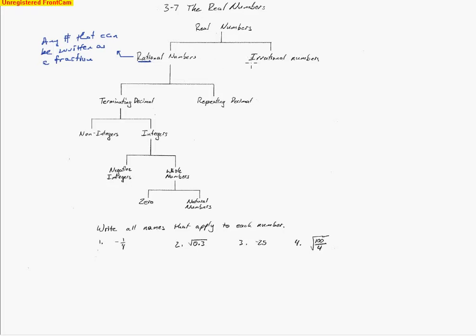Well, we also have these numbers called irrational numbers, and the prefix IR means not, so not rational. So these are numbers that we cannot write as a fraction. Some examples would be the square root of 2, or any square root that's not perfect. Another example would be pi. Pi is a ratio of the circumference and the diameter of a circle. However, it is an irrational number because the decimal does not repeat and it does not terminate.